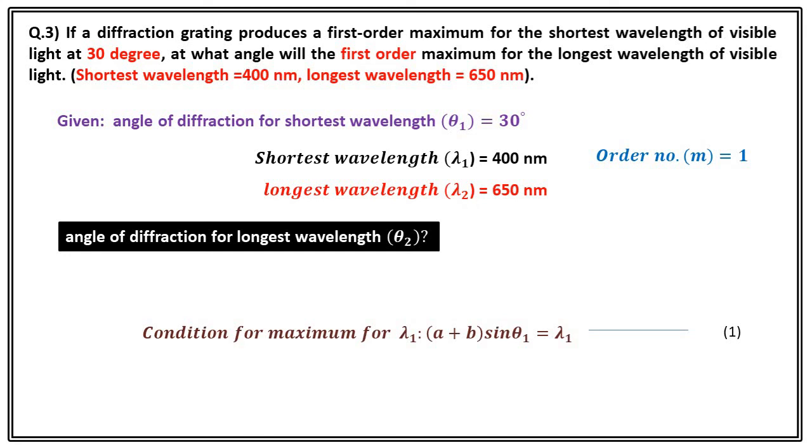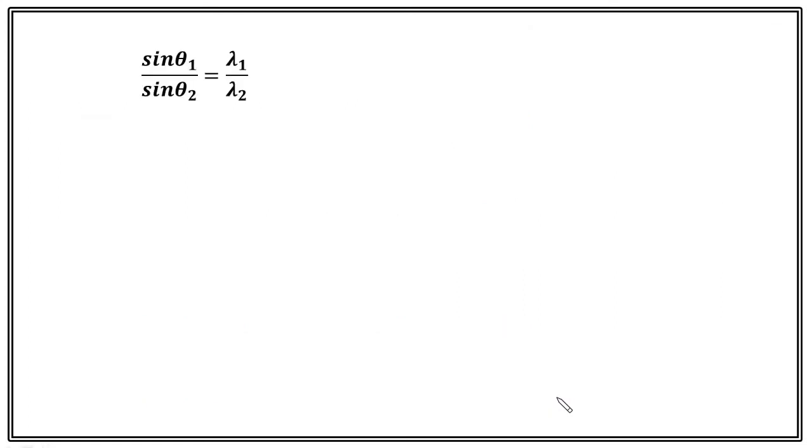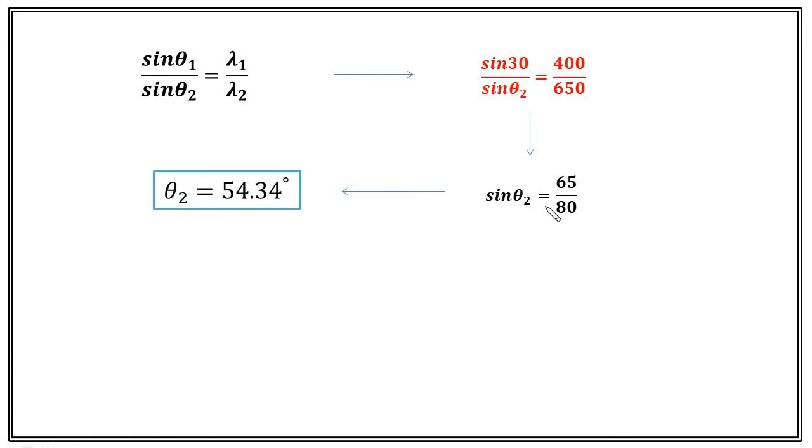For the first order, m equals 1, and for the shortest wavelength, lambda 1, we can write (a plus b) sine theta 1 equals lambda 1. Similarly, for lambda 2, (a plus b) sine theta 2 equals lambda 2. If you divide equation 1 by equation 2, you get sine theta 1 upon sine theta 2 equals lambda 1 upon lambda 2. Now it's a very easy problem. We have lambda 1, lambda 2, and theta 1. Just work out for theta 2. If you work it out, sine theta 2 equals 65 upon 80. Therefore, theta 2 is approximately 54.34 degrees. Okay, this problem was very easy.